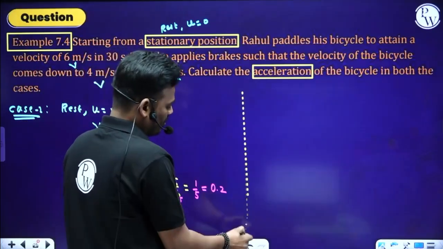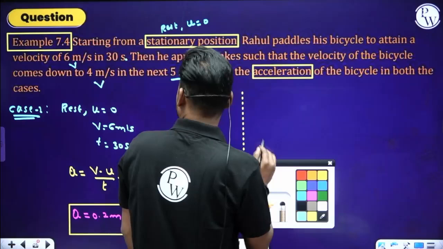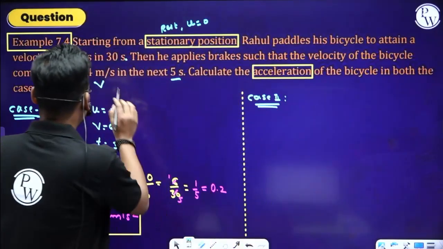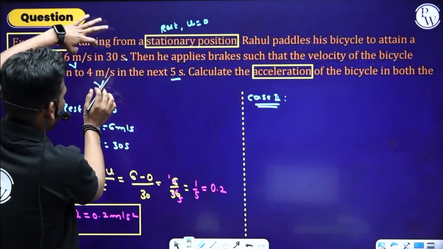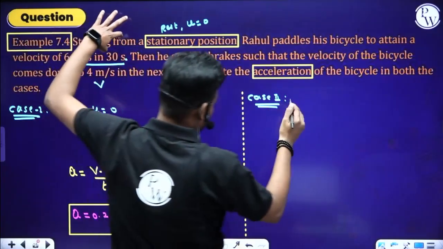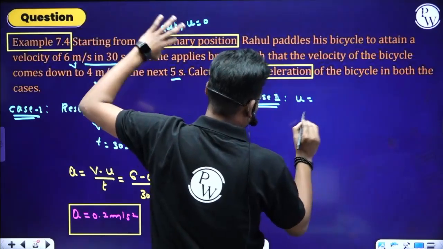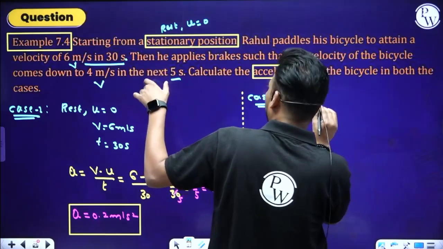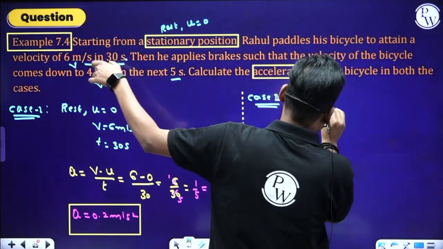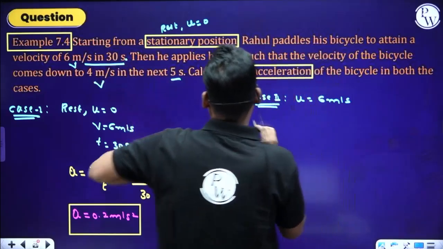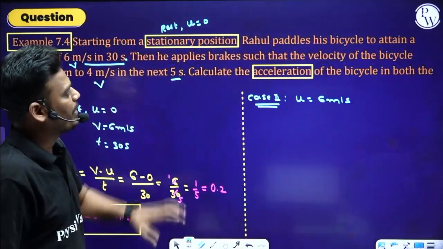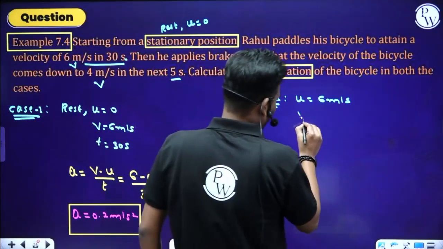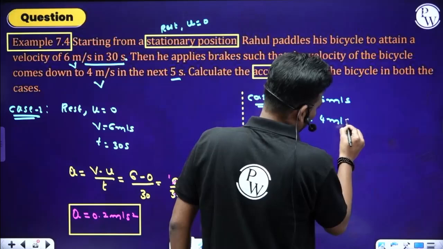Now let's move on to the second case. What is the second case, sir? Case 2. Already it is moving, so from here you have to consider. The initial velocity for the second case is the final velocity of the first case, that is 6 meter per second. Then he applies the brake such that the velocity of the bicycle comes down to 4 meter per second. That is the final velocity, 4 meter per second.